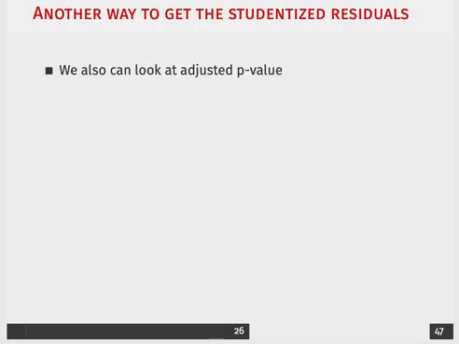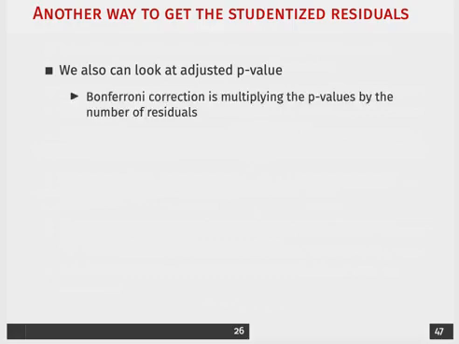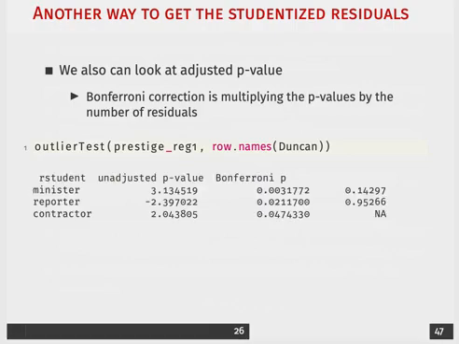There's another way that we can look at the studentized residuals, and we can look at these adjusted p-values. This Bonferroni correction is really multiplying the p-values by the number of residuals. So again, it's almost standardizing the way in which we're comparing our studentized residuals. The way that we can do this in R is by using the outlierTest function, again just putting in our lm object. And what we can see is that we get the unadjusted p-value that is associated with referencing our t-distribution, and we can get the Bonferroni p-value.